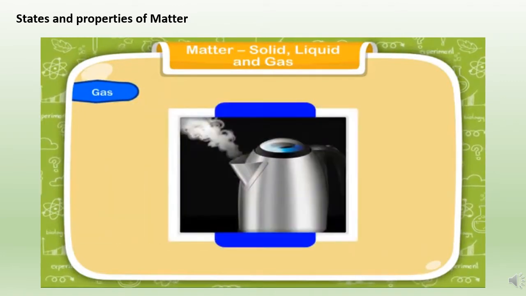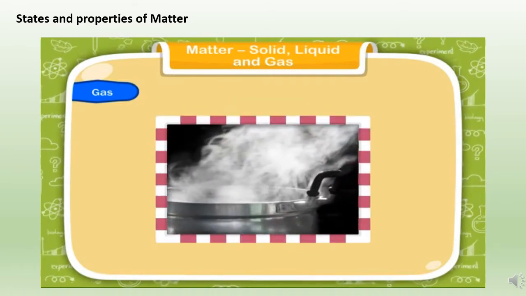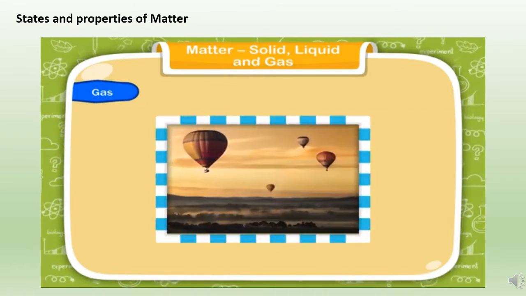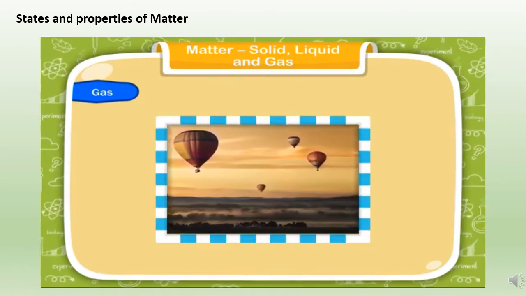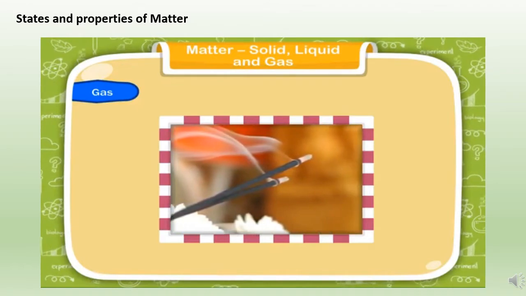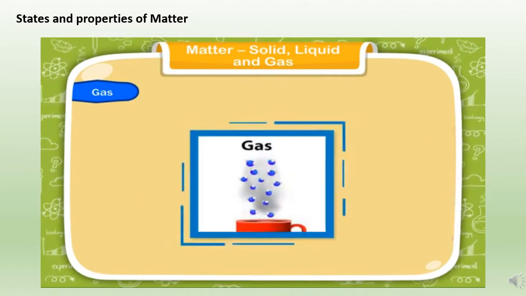Gas. Have you seen steam coming out from the spout of a kettle? Steam is a gas. It has no fixed shape or volume. The air around you is also a gas. If you light an agarbatti in one corner of a room, the fragrance of the agarbatti spreads quickly all over the room because the molecules of gas are quite loosely packed. They can move freely and can flow easily.